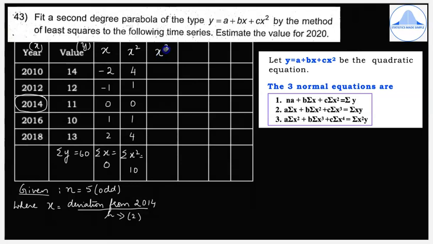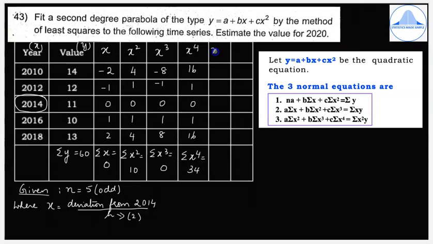Next, the cube of a negative number will be negative. So you'll get minus 8, minus 1, 0, 1 and 8. So again, summation x cube will also be equal to 0. Next, find out x to the power 4. You'll get 16, 1, 0, 1 and 16. So summation x to the power 4 is equal to 34.